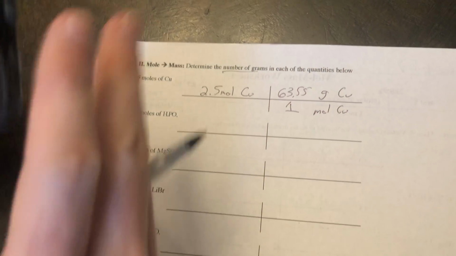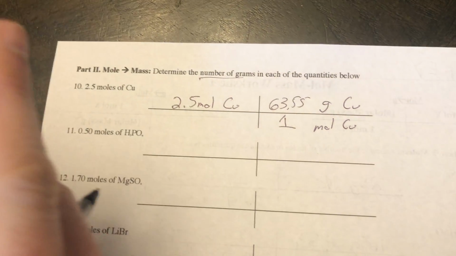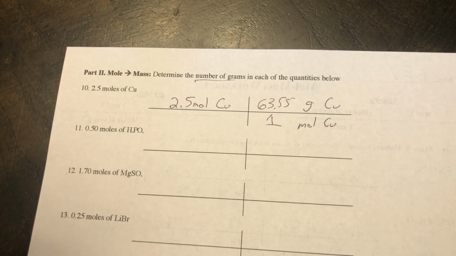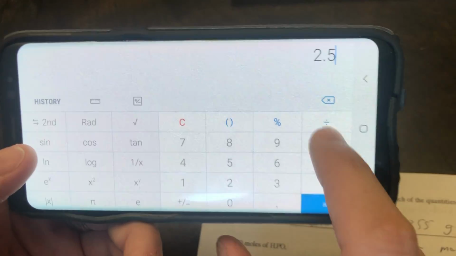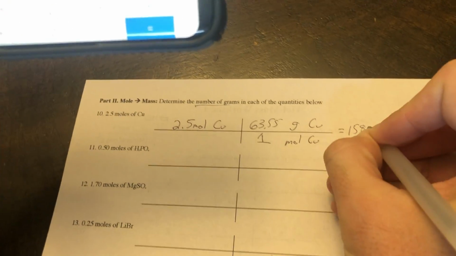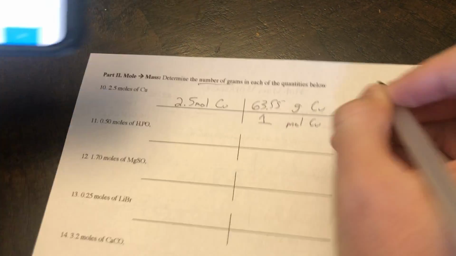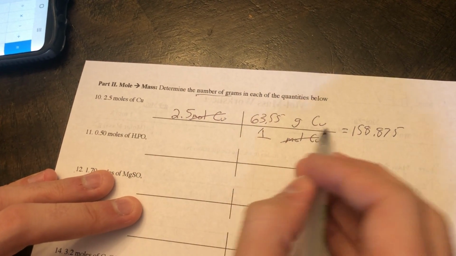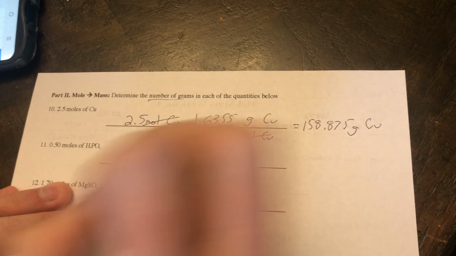Then, lastly, I just plug this into my calculator. This time both numbers are on the top, in the numerator. So all I have to do is multiply them. 2.5 times 63.55, and I get my answer, which is 158.875. And then my unit, again, whatever's on top and bottom cancel out, and I'm left with grams of copper.